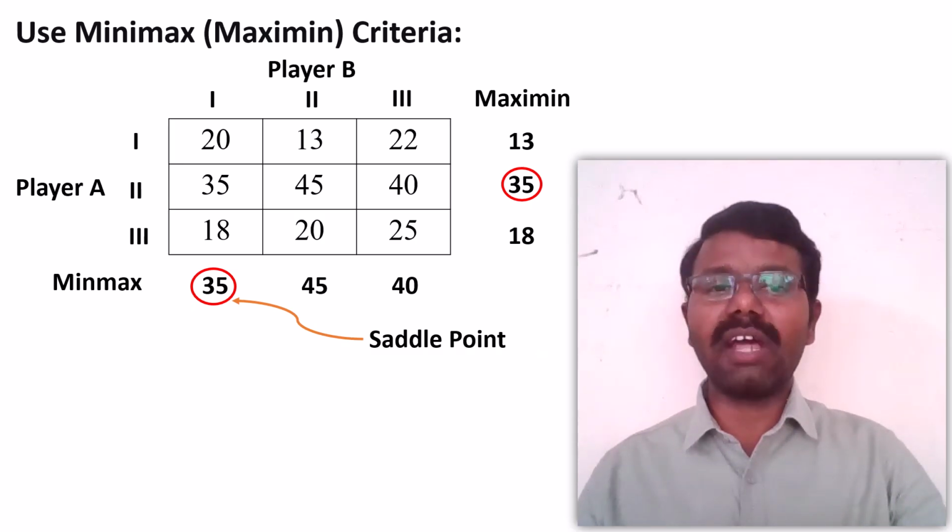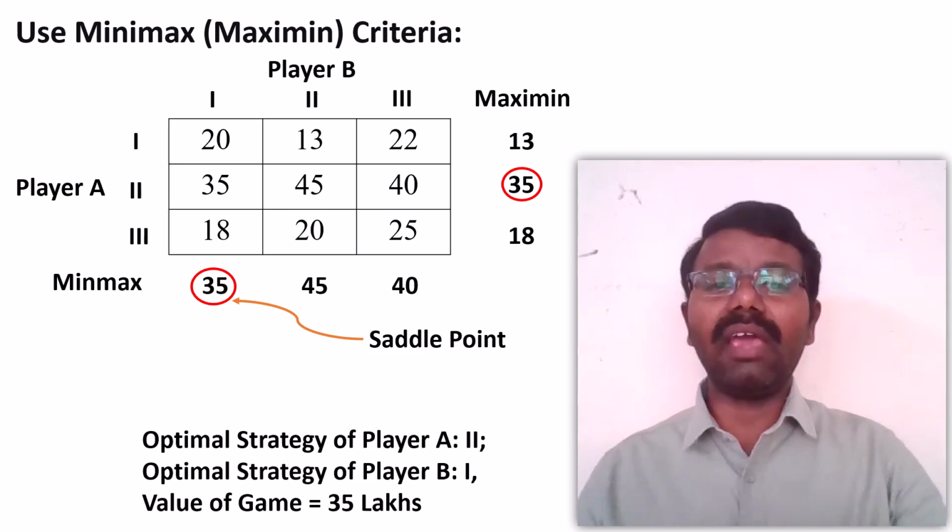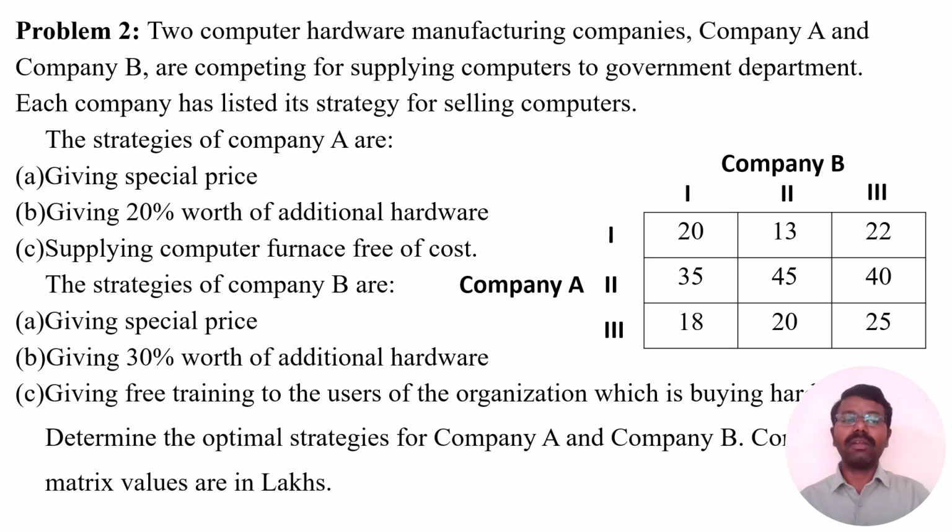Now you go to the strategies which we discussed in the problem. So player A needs to select the second strategy, and player B needs to select the first strategy. What is the second strategy for player A? The player A second strategy is giving 20% worth of additional hardware.